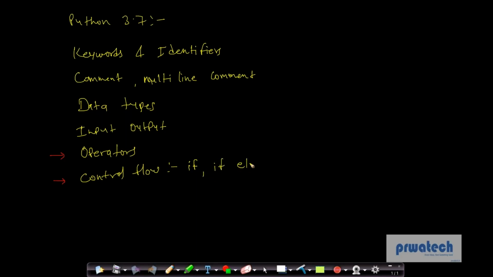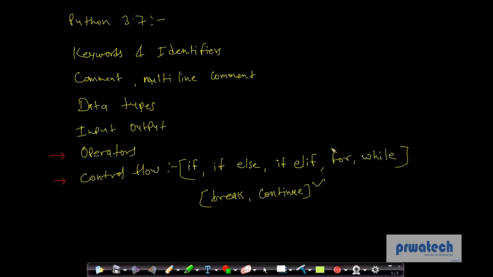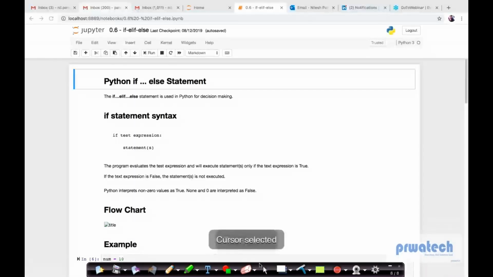Then we have if else. If this is not true, this is true. Then we have multiple conditions: if, elif, and nested if else we can call. Then we have the for loop. Then we have the while loop. This is major. But two more we have: break and continue. We'll be using these two once we understand the first ones better.